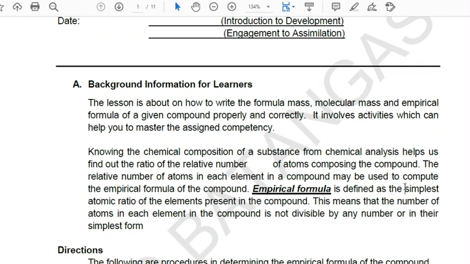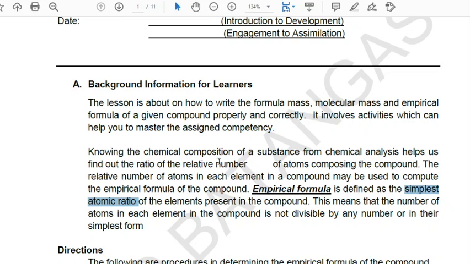You see the words simplest atomic ratio of elements. So where can we see these ratios? These ratios are found in the subscripts of the elements in the chemical formula. If you see H2O, the ratio of hydrogen to oxygen there is 2 is to 1: 2 hydrogen and 1 oxygen. So it's showing the simplest atomic ratio of the elements.